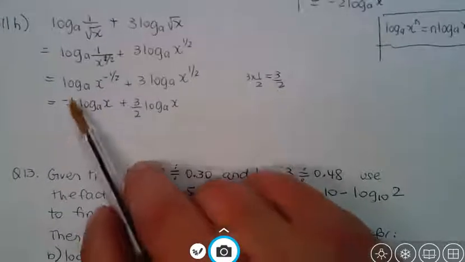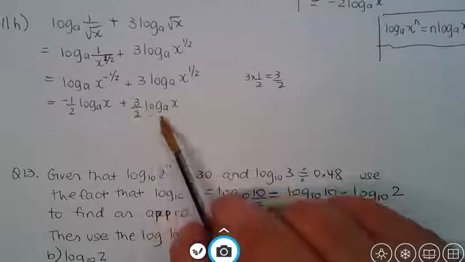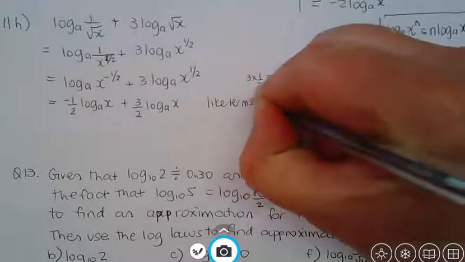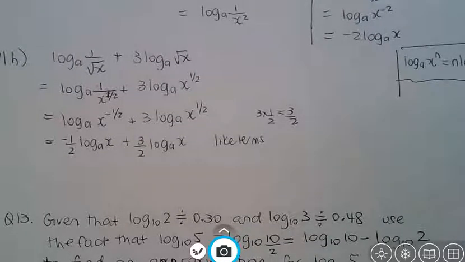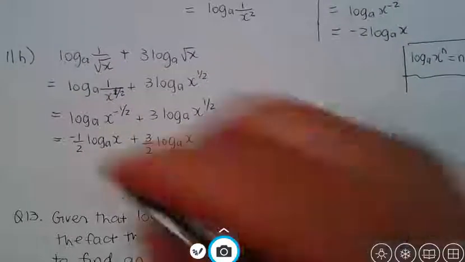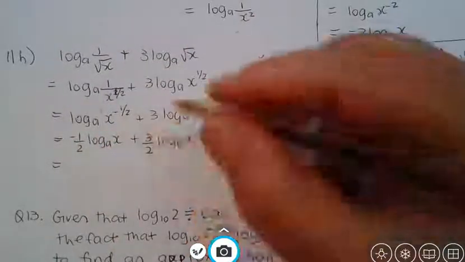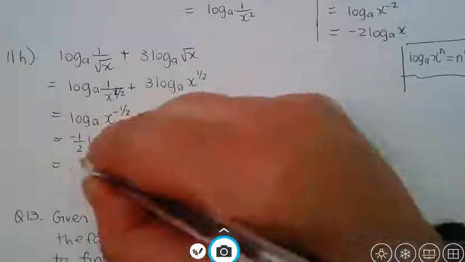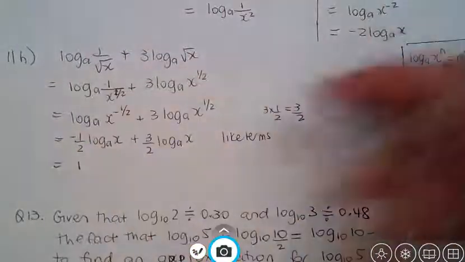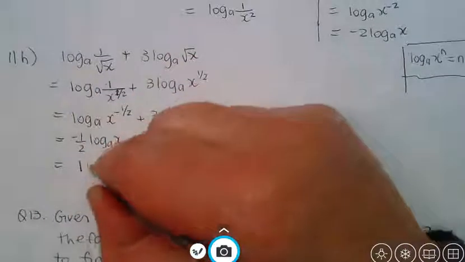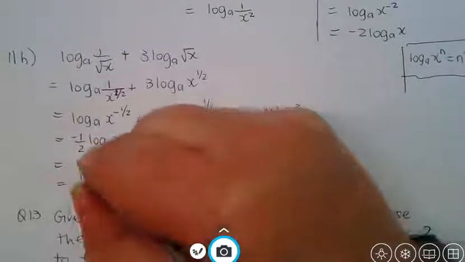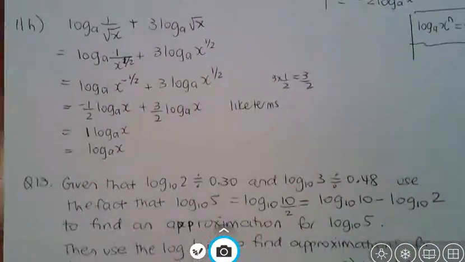I've got negative a half log to the base a of x and 3 over 2 log to the base a of x. So these are like terms because the log to the base a of x bits are identical. And we all know that like terms, you can add and subtract them. So you've got negative a half plus 1.5. Well, the denominators are the same. You can just combine the numerators. That would be 2 over 2. That is 1. Or it's 1.5 minus a half. So it's 1 log to the base a of x, or just log to the base a of x. Okay? All right, now for question 13.